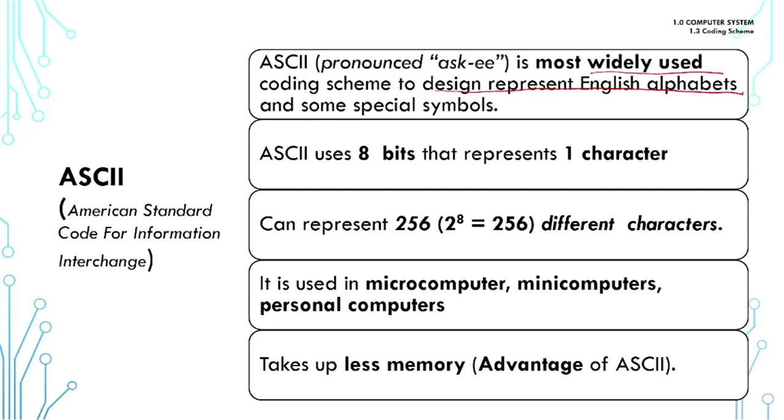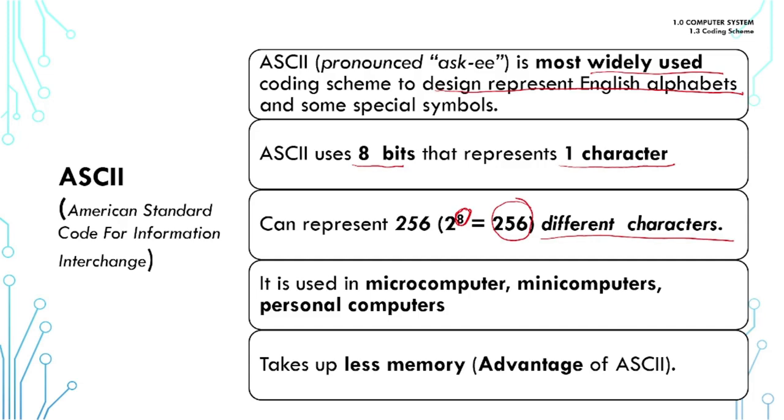And then ASCII only uses 8 bits that represent one character. Untuk satu character, ASCII ini memerlukan 8 bits. And then, how many characters are possible for ASCII to represent? So, dia boleh represent 256 characters. Macam mana dia dapat? 256 different characters ni. So based kepada 8 bits ini, 2 power of 8 equal to 256. Inilah characters yang dia boleh represent.